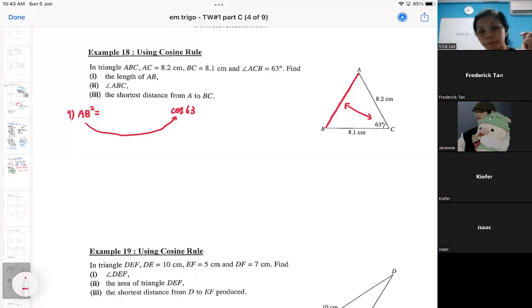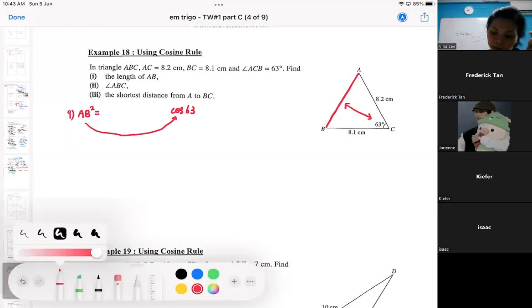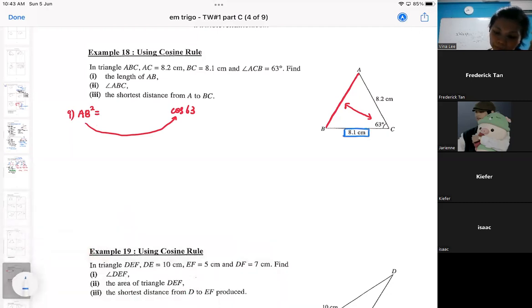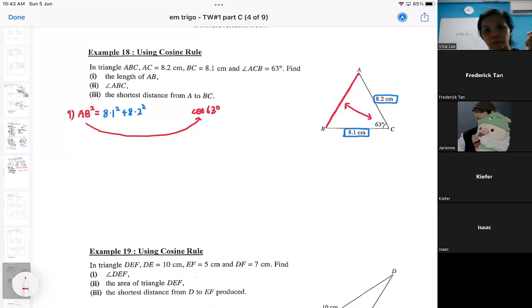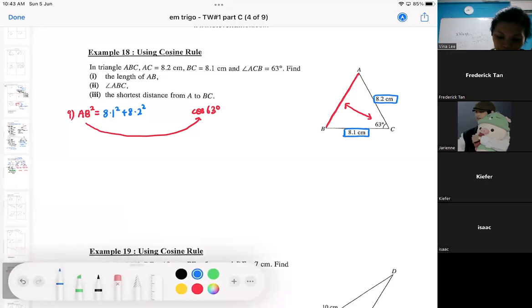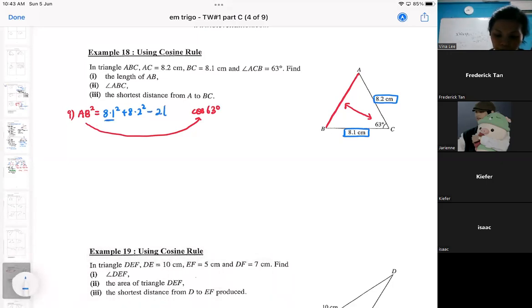So remember the arrow, and after that you form a fake Pythagoras theorem. You form a fake Pythagoras theorem. After you form the fake Pythagoras theorem, you're going to subtract off. Okay, I'm running out of space, that's why I rewrite. I'm subtracting 2 of 8.1, 2 of 8.2, and multiplying by cosine 63.